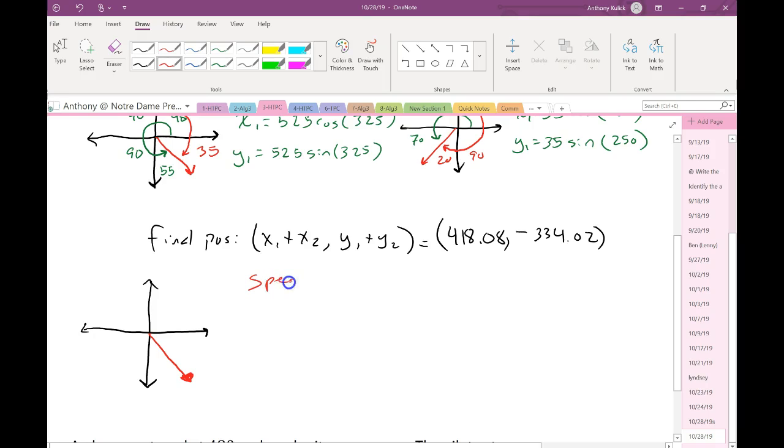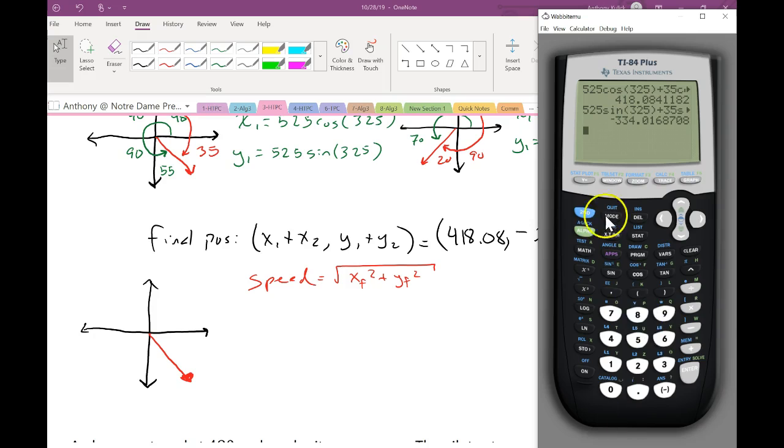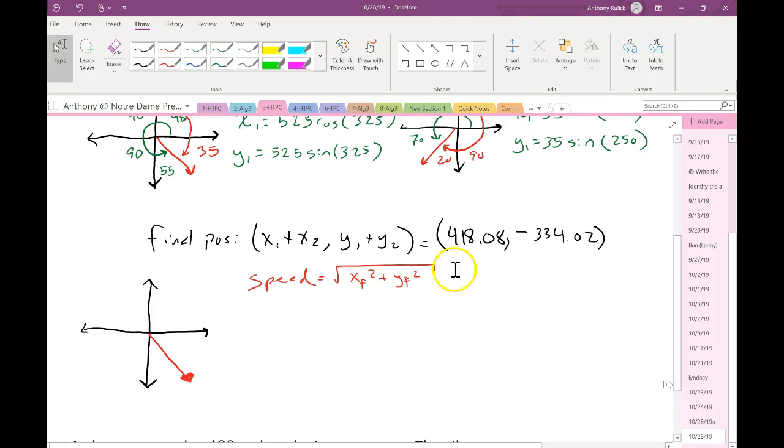To calculate the speed, I'm just going to do the Pythagorean theorem. So I'm going to take the final x position and the final y position, square them both, add them together, and square root them. So I'll just do that on my calculator real quick. Note when I'm doing this, though, I'm going to put a parenthesis around the negative one, just so that I make sure it does the squaring right. So that total speed then, or final speed, is going to be 535.13.